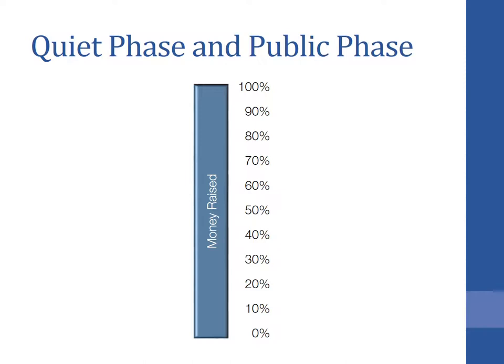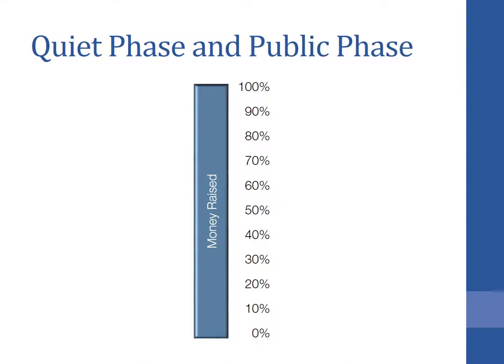So the idea of the quiet phase is that it leaves you room to maneuver depending on how the early stages of the campaign are playing out. And you'd really rather do that pretty quietly, without the scrutiny of the public and without the community watching what you're doing as you're making those strategic adjustments.